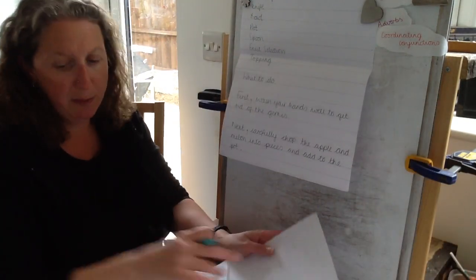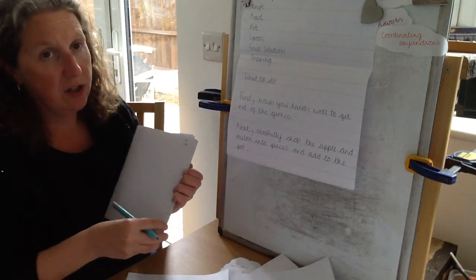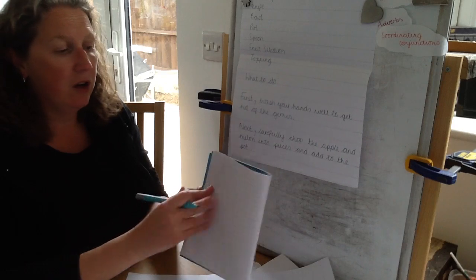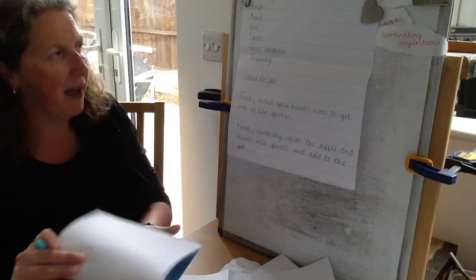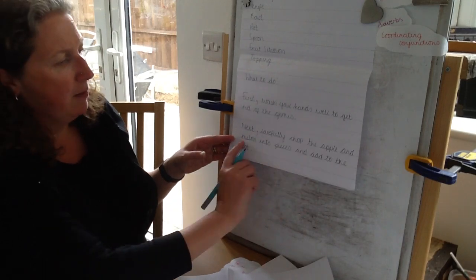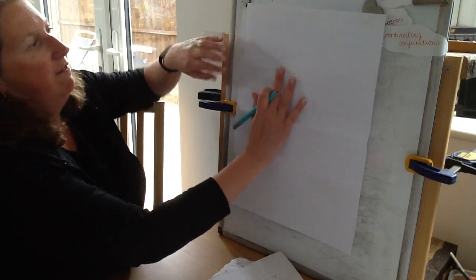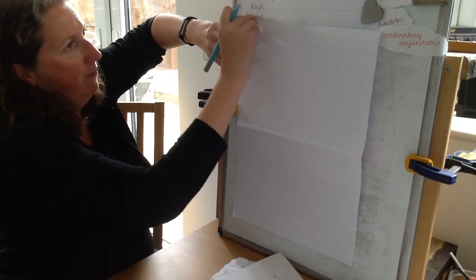So I have got to the end of my piece of paper, so I will carry on on a different piece of paper. It's just like if you were writing it in your book. Once you get to the end, you know that you need to turn over and carry on the next page. So it's just like that. So next, carefully chop the apple and melon into pieces and add to the pot. Fantastic.